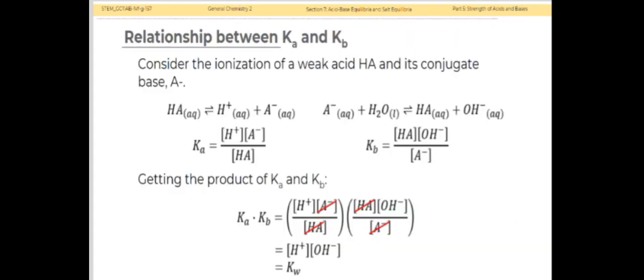Consider the ionization of a weak acid and its conjugate base. The ionization constants for the acid and the base are given by Ka and Kb, respectively. Getting the product of Ka and Kb, we obtain hydrogen ion concentration times hydroxide ion concentration, which is equal to the ion product constant for water, or Kw.